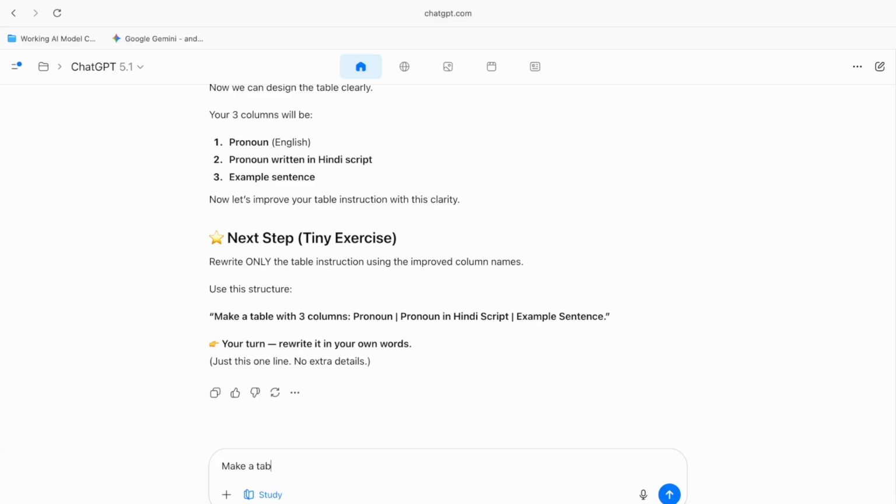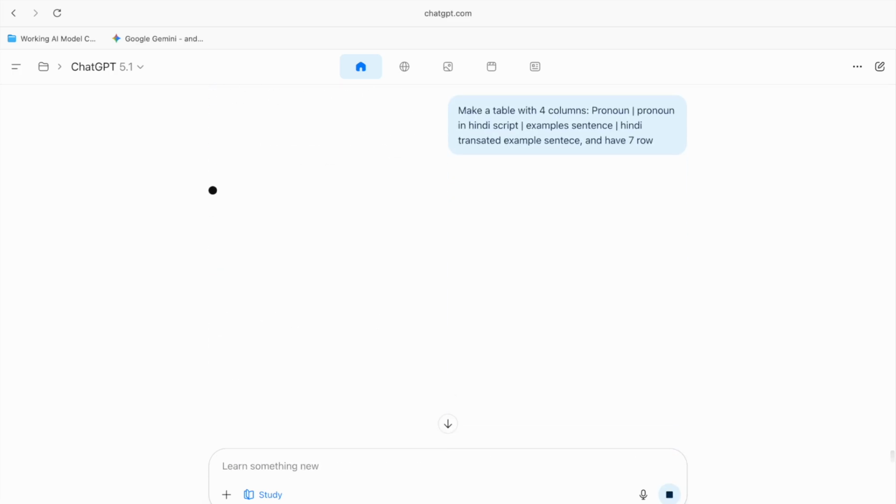Make a table with four columns: pronoun, pronoun in Hindi script, examples, sentences, Hindi translated example sentences. Okay, I read with a four column and have 7 rows. Okay, that is a prompt I have written, and let's see what we are gonna see right now.